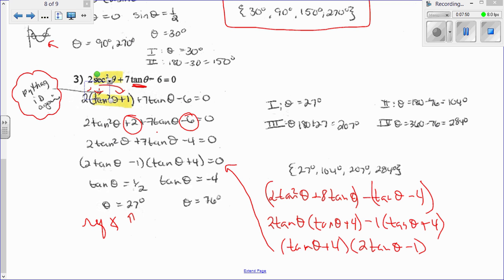And when tan is 1/2 is 27 degrees. Tangent is positive in 1 and 3. So I'm going to have 27 in 1 and then 180 plus 27 in quadrant 3 to get 207.